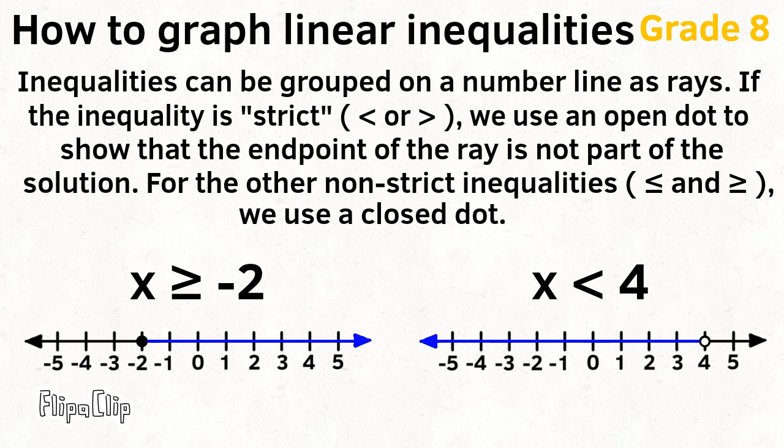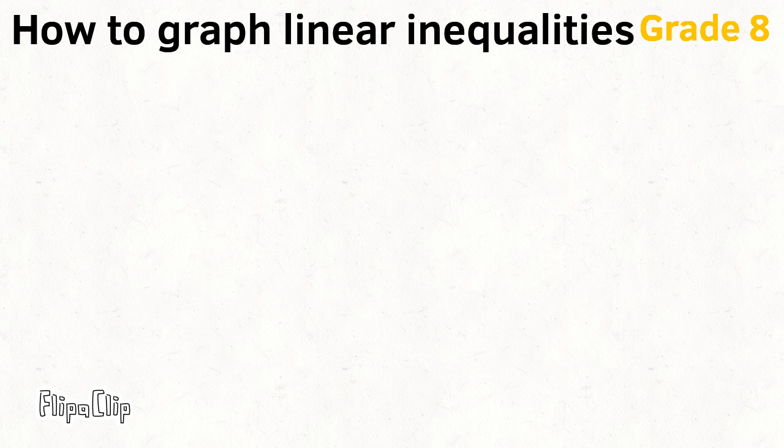How do you graph an inequality? Inequalities can be graphed on a number line as rays. If the inequality is strict, like the greater than or less than symbols, we use an open dot to show that the endpoint of the ray is not part of the solution. For the other non-strict inequalities, like the greater than or equal to symbol and the less than or equal to symbol, we use a closed dot. So I'll give you 4 examples on how to graph an inequality.